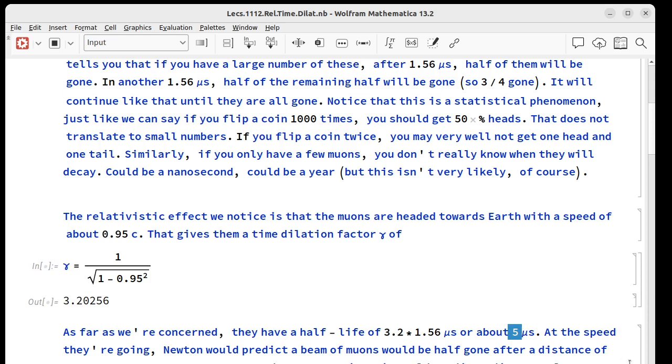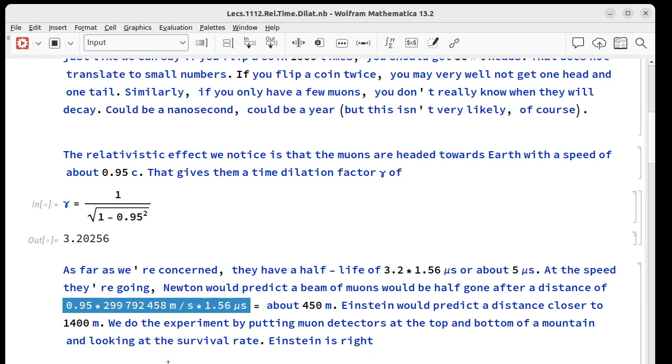At the speed they're going, we can just use ordinary Newtonian physics. Newton himself would not know this gamma, so he would say, well, they're going to go, half of them will go in 0.95 c times their half-life, so 450 meters of travel, half of them should disappear. Einstein would say about 3.2 times that, or about 1,400 meters.